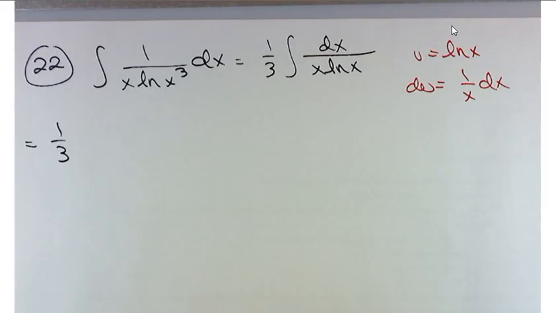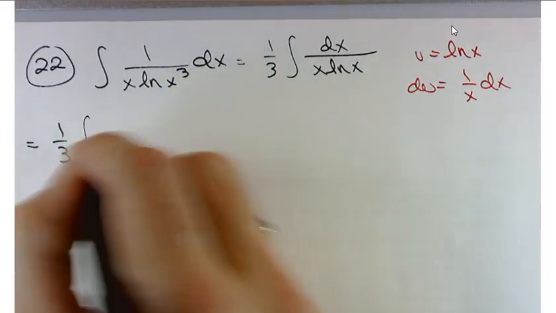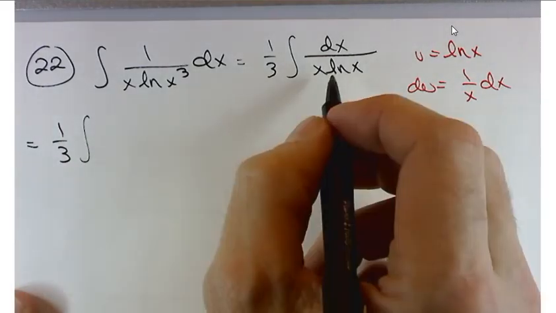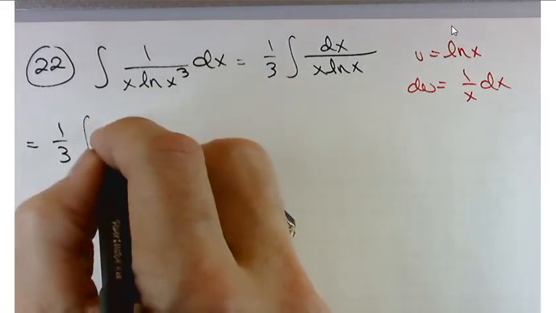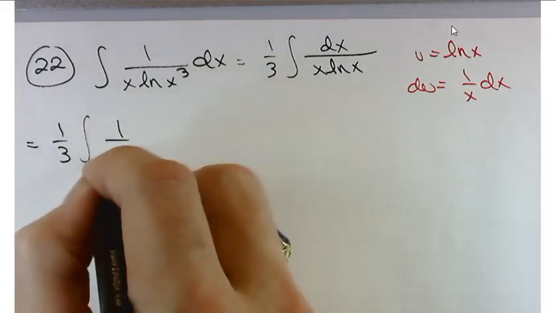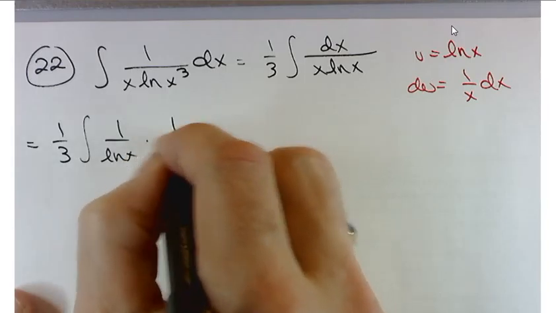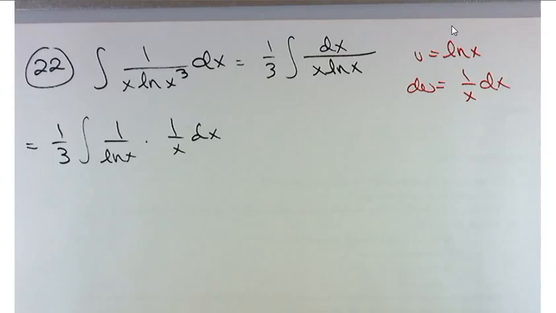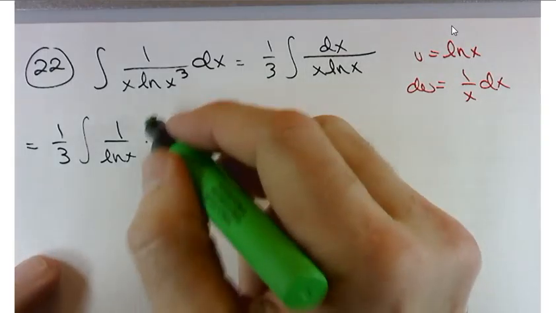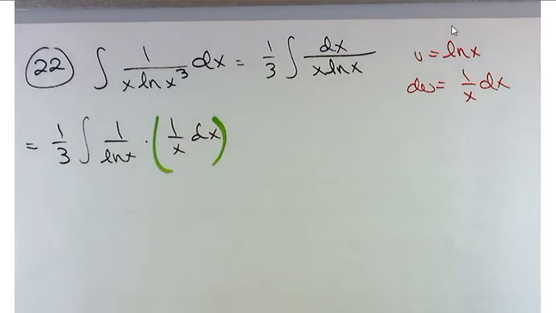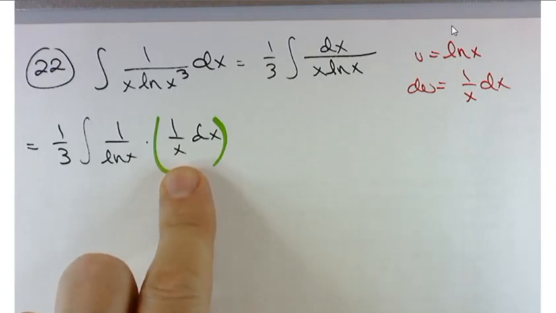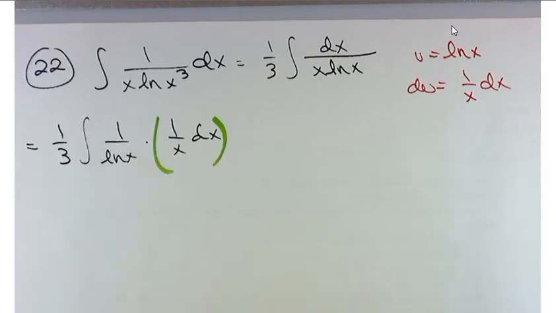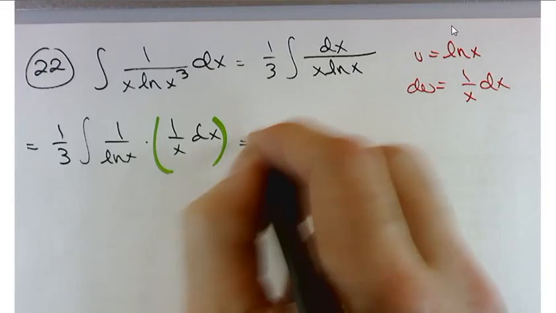I don't know if it'll help you visualize it. Let me rewrite this a little bit as, say, 1 over ln of x times 1 over x dx. So I kind of mixed up the order in the denominator, but I did that to make sure that it was clear to see that this is your du term.